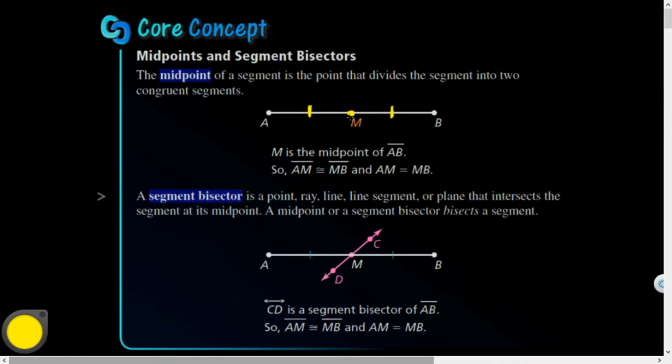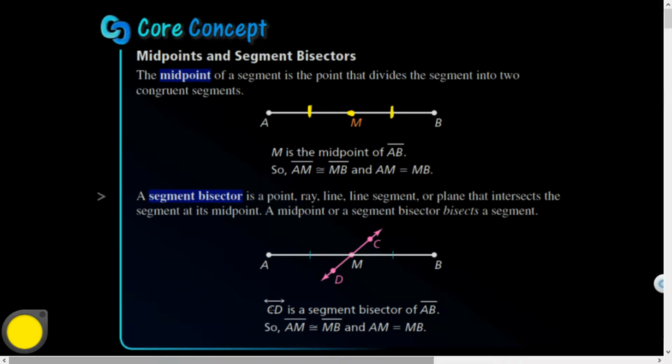So it's possible to have a midpoint that divides a segment into two congruent segments. And then here's the language. A segment bisector, notice it can be a variety of things, a point, ray, line, segment, or plane, that intersects the segment at its midpoint. A midpoint or segment bisector bisects a segment. Bisects, the prefix bi means two. It's like dissect, to pick it apart. So it bisects it because it cuts it into two equal parts.